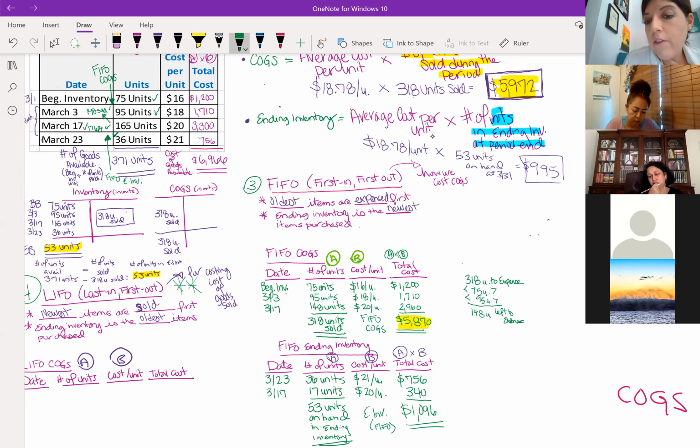When you add the 5,870 to the 1,096, what does that equal? Add up these two. 6,966, exactly cost of goods available. It's just a check to show you that we're breaking up cost of goods available into cost of goods sold, the amount that we're expensing, and the value of ending inventory.